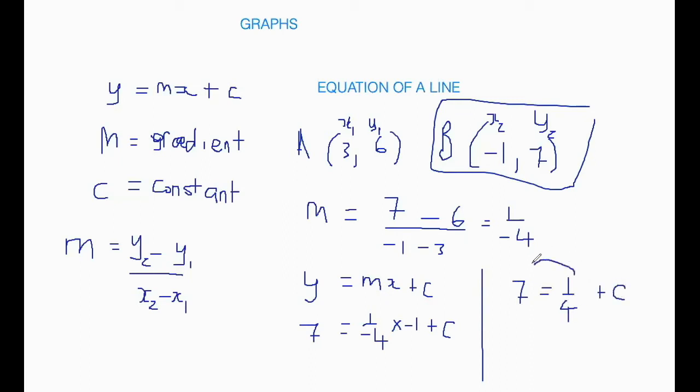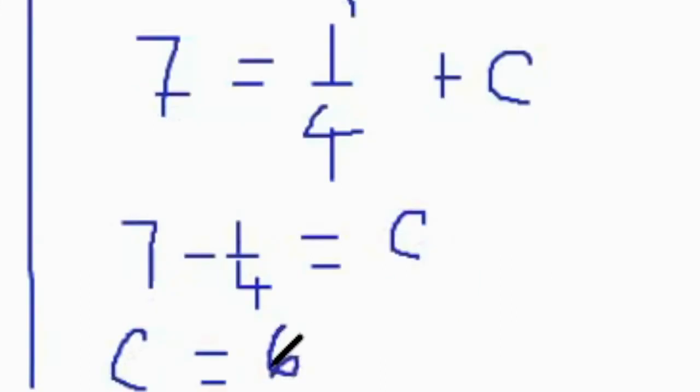So we now carry this quarter over the equal sign, so the sign changed. So we have 7 minus a quarter equals c. So c is equal to 6 and 3 over 4. Get the y-intercept and the gradient.